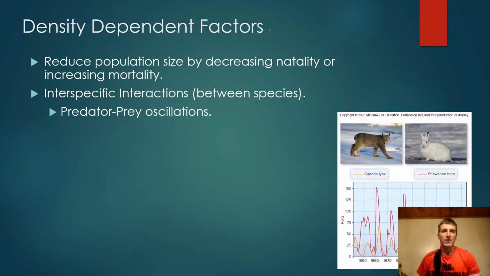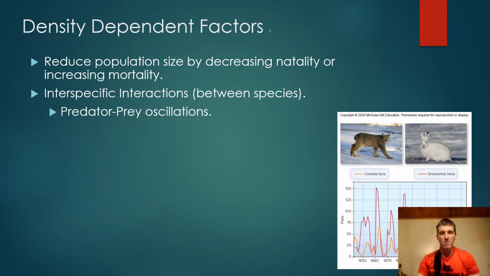Density dependent factors, by and large, reduce a population size by decreasing natality, which is reproductive potential, or increasing mortality. Most of those density-dependent factors break down to those two elements. Interspecific interactions would be things that happen between two different species. So predator-prey oscillations are a good example of that. Canada lynx and snowshoe hare are a classic example.